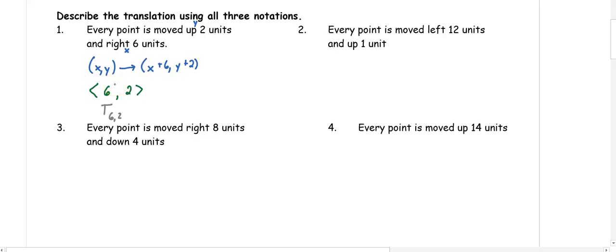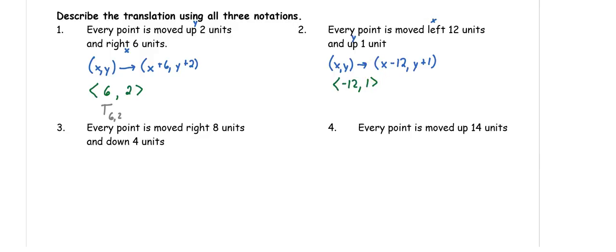Number 2, every point is moved left 12 units and up 1 unit. So left, remember, deals with our x coordinates, up deals with our y coordinates. So I'd have (x, y), and we're changing x to x minus 12 because we're going to the left, so we're subtracting, and y plus 1. In vector notation, we just deal with the numbers again, so negative 12 for the left, 1 for going up. And in translation, we're just going to take those numbers and write them as subscripts, so negative 12, comma 1.